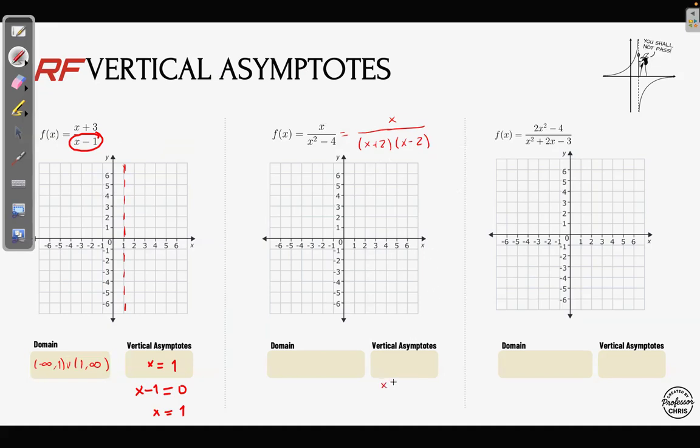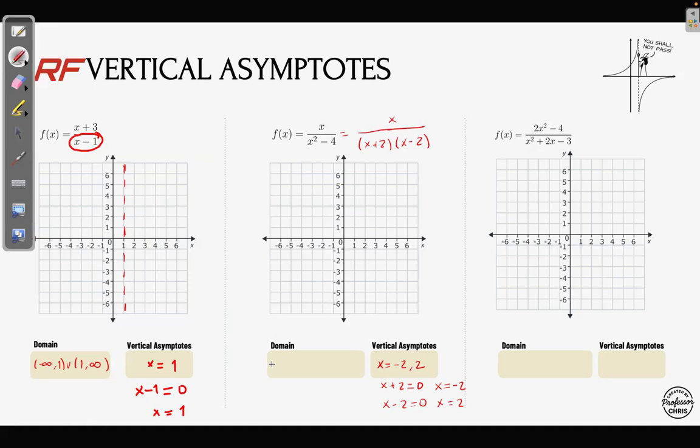The first one being x plus 2 equals 0. In this case, I'm not going to write not equal to, since we're talking about an asymptote. Equal 0, that means that x has to be equal to minus 2, and x minus 2 equals 0. That means that the other vertical asymptote is at positive 2. So your two vertical asymptotes are minus 2 and 2.